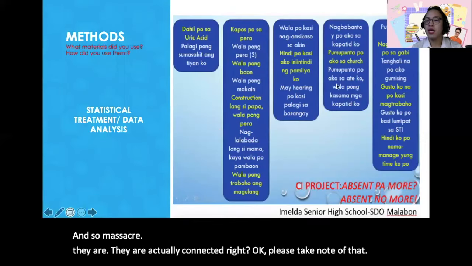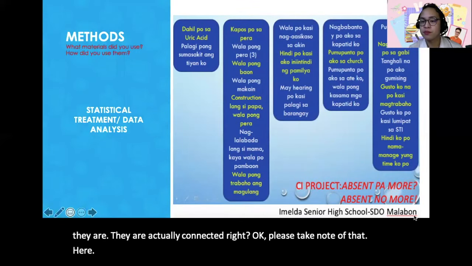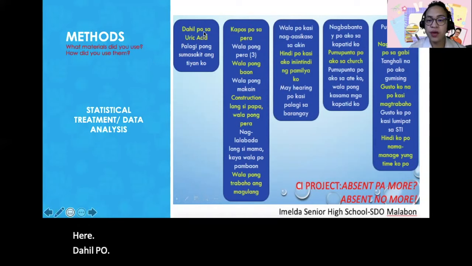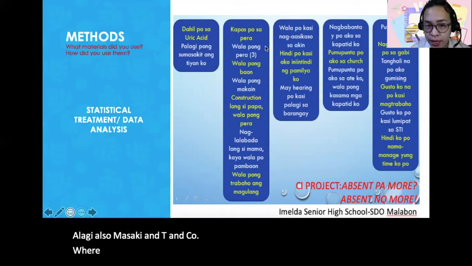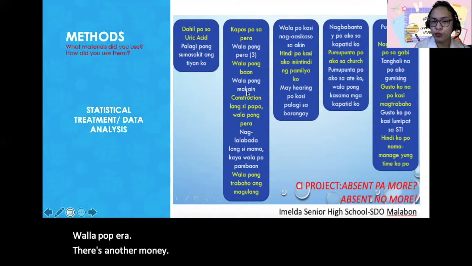Okay. Here. Dahil po sa uric acid. Okay? Palagi pong sumasakit ang tiyan ko. We have here kapos po sa pera. Wala pong pera. Wala pong baon. That's another money. Wala pong makain, food, construction lang si Papa, wala pong pera. Naglalabada lang si Mama, kaya wala pong pambaon, pera again, wala pong trabaho ang magulang.